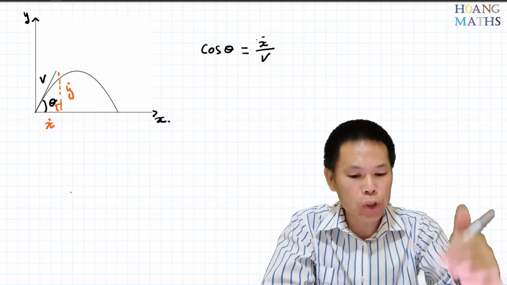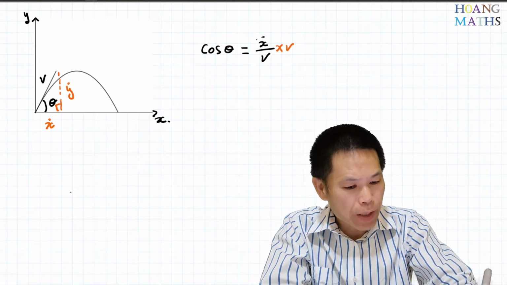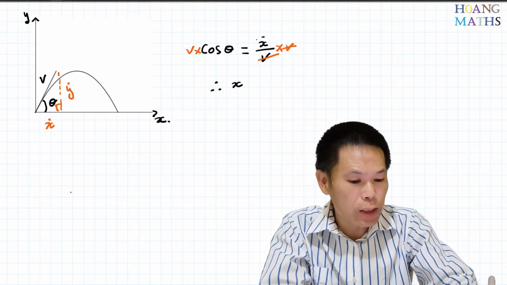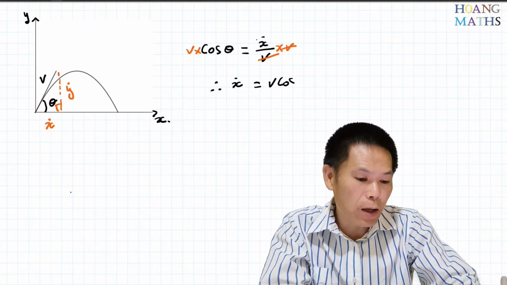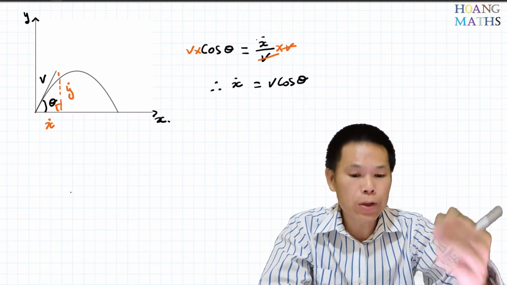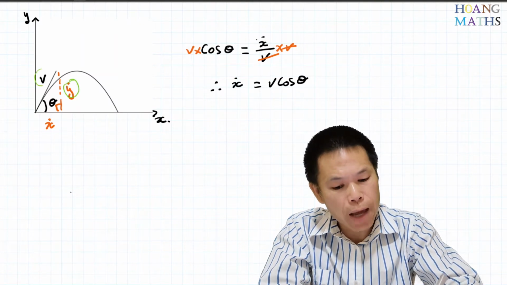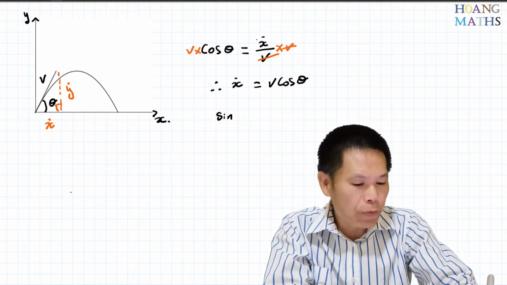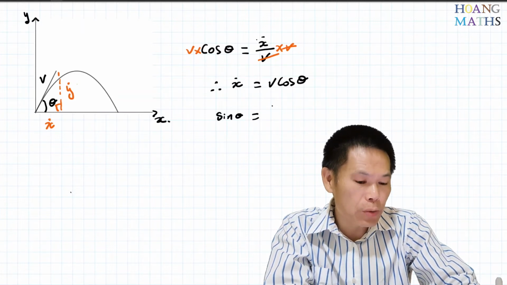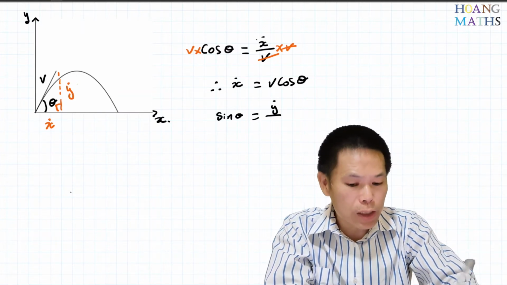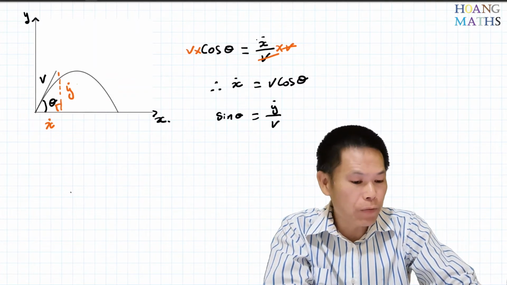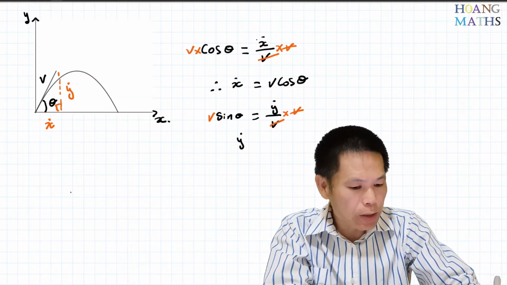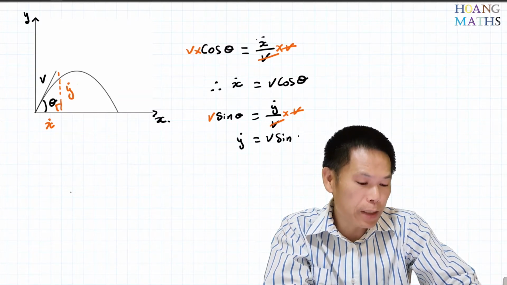Now, if I multiply both sides by V, this cancels out. Therefore, the initial horizontal velocity is equal to V cos theta. Similarly, for vertical velocity, we have opposite and hypotenuse, so that is sine. So sine of theta is equal to opposite, which is y dot, the vertical initial velocity, over V. If I multiply both sides by V, this cancels out. So therefore, y dot is equal to V sine theta.